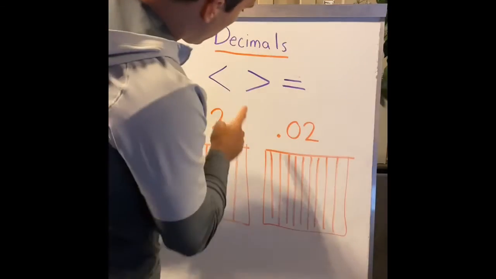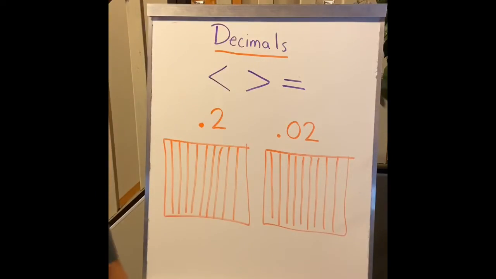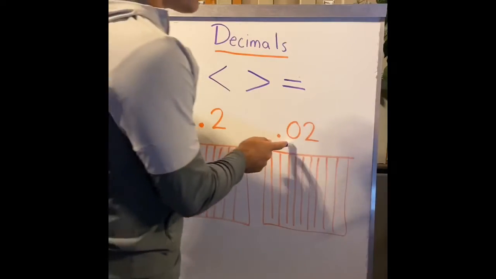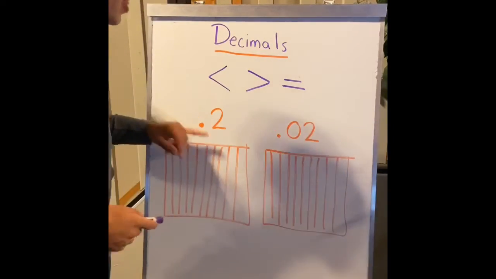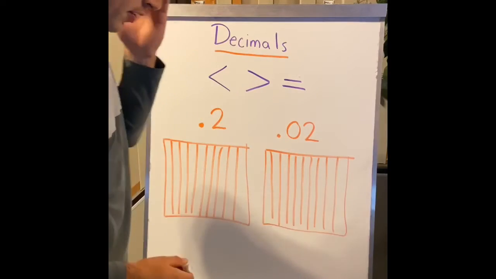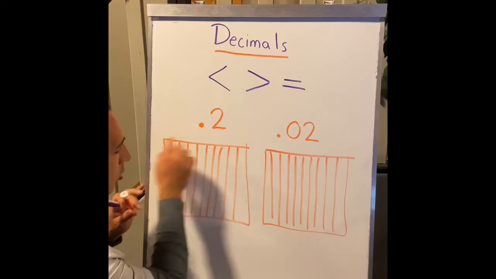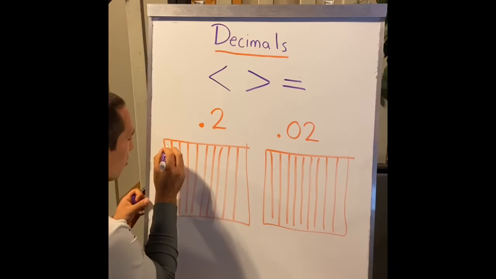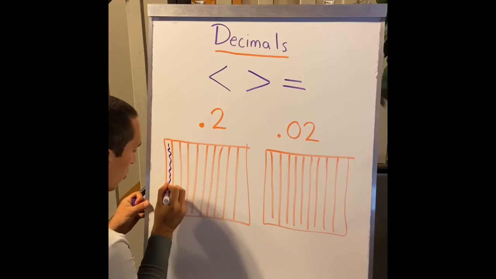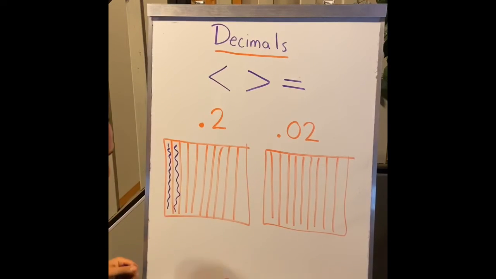Moving on, we're going to do some greater than, less than, and equal to problems. For our first one, we have 2 tenths and 2 hundredths. What do you think is greater? What's a bigger number, 2 tenths or 2 hundredths? All right, now when we look at it, 2 tenths of a whole. So here's my whole square, and I cut it into 10 pieces. 2 tenths would be 2 out of these 10. So 2 tenths will look like this.